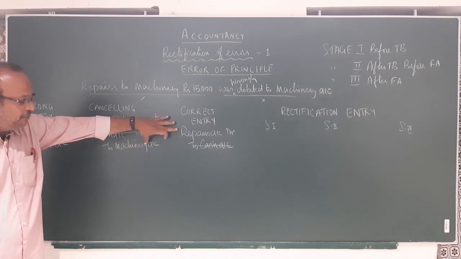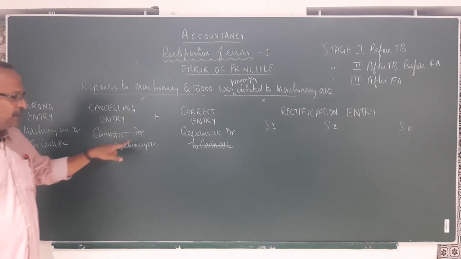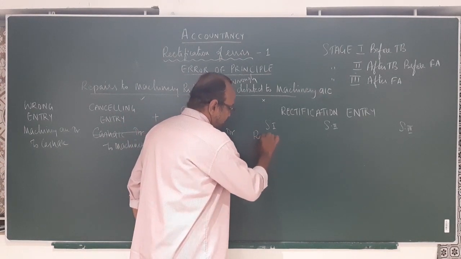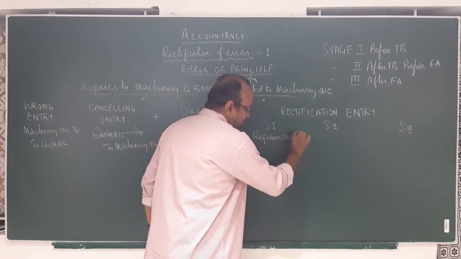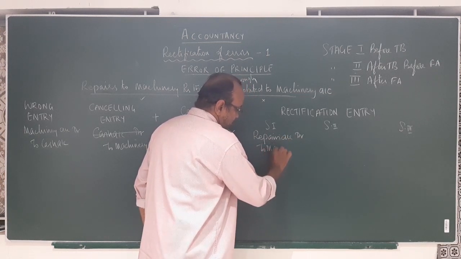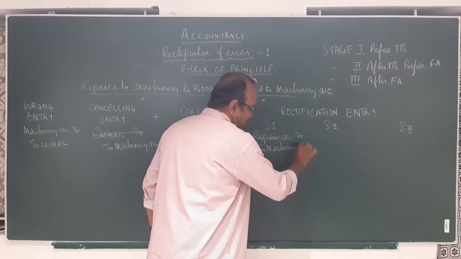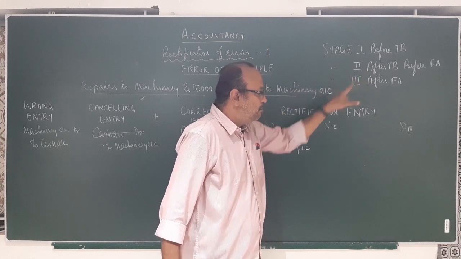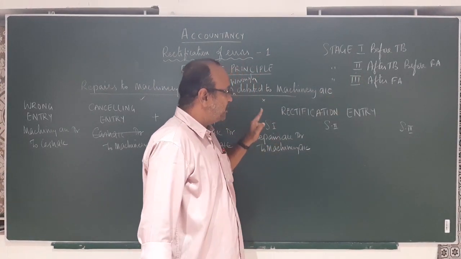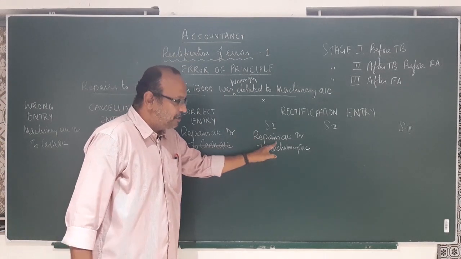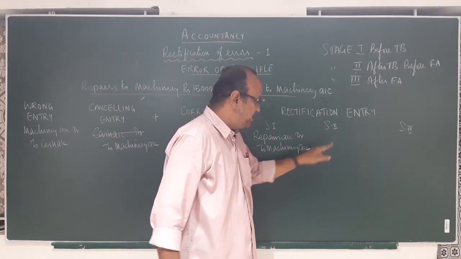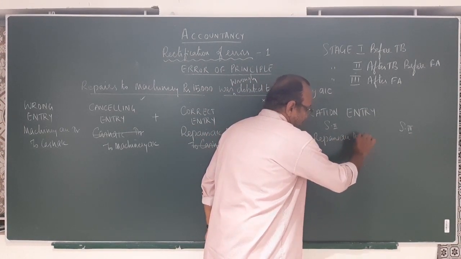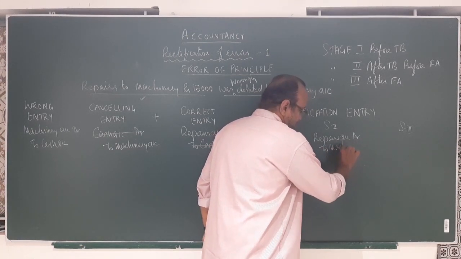What is left over there? We got repairs account debit to machinery account. Stage 1, that will be the journal entry: repairs account debit to machinery account. Stage 2, this is after trial balance, before final accounts. Again, in rectification of an error of principle, the journal entry in stage 1 and stage 2 will be the same. Journal entry will be repairs account debit to machinery account.